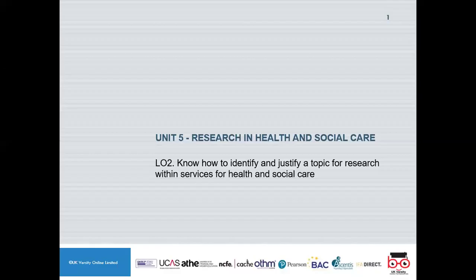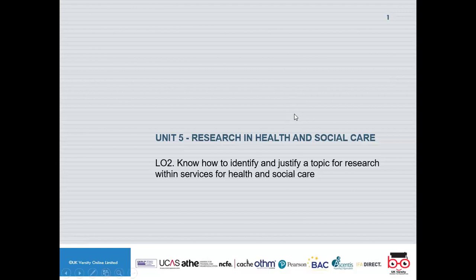Okay, so the second learning objective is to know how to identify and justify a topic of research within the services of health and social care. The first learning objective that we covered was what research is, what the different types of research are, what the different tools to collect data are, and how the data should be collected. It should be unbiased, timely, accurate, and it should lead to a change in your practice.